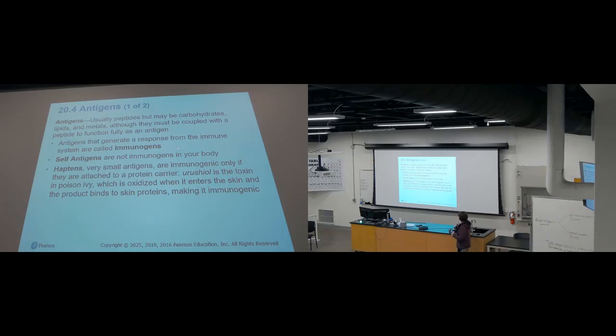So self-antigens are not immunogenic, and haptens are very small antigens that need to have a protein carrier to be immunogenic. An example would be urushiol, a toxin in poison ivy. This one has to interact with the proteins in our skin to become immunogenic.